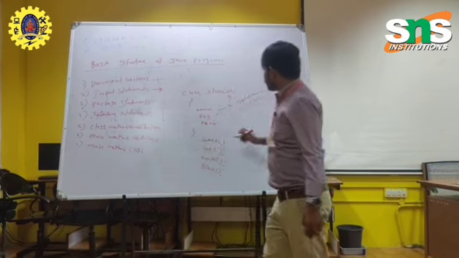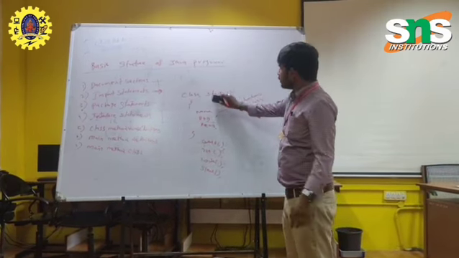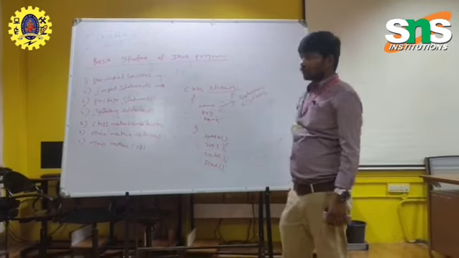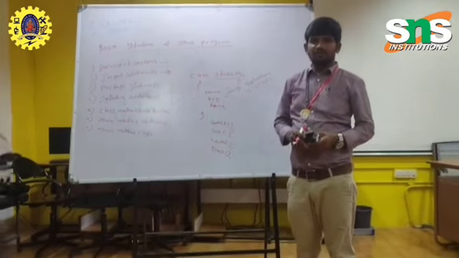So for the main method, we create methods, tasks and variables from the single class, that is called Student. So this is all about the basic structure of a Java program. That's all. Thank you.